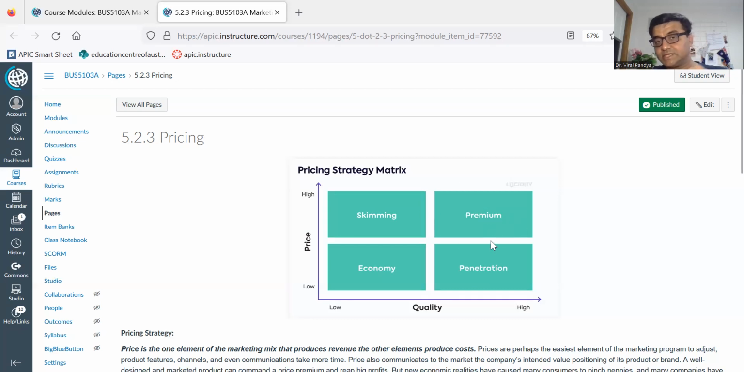And the last is premium pricing. You would find plenty of examples in FMCG products and even services where a high quality product is sold at a high price, where the organization selects a particular high income group or a specific type of target customer, and targets them with a premium quality product at a premium price.